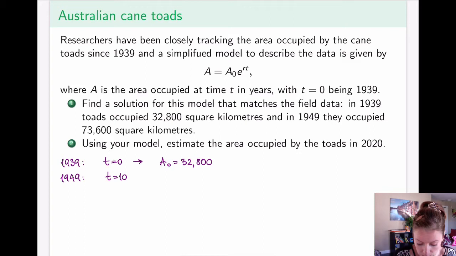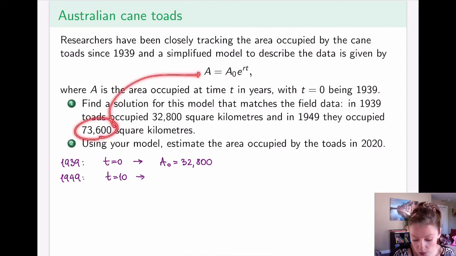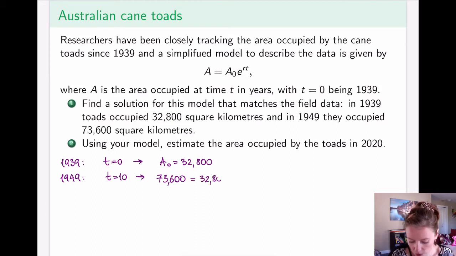The next piece of information is the year 1949, which corresponds to t equals 10. And then I know that the total occupied area was 73,600. So this number corresponds to the right-hand side of this equation. I already know the number for A naught, R is what I'm after, and t will be 10. So overall, I have the equation that 73,600 equals A naught, which is 32,800, e to the power R, which I still don't know, times t, which is 10. This is really good news because this is an equation with only one unknown, R.